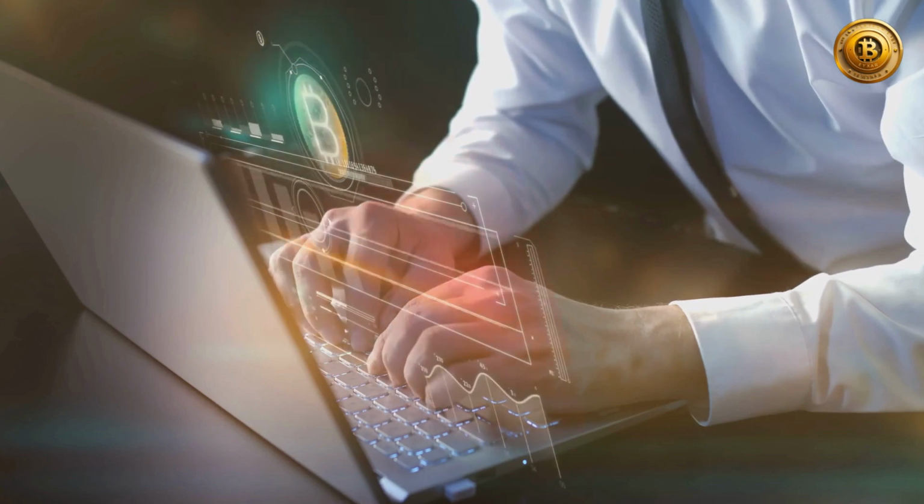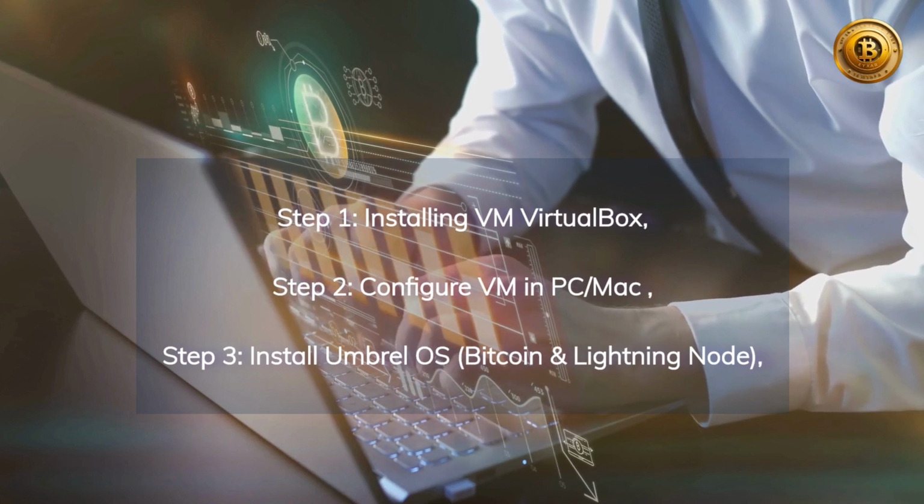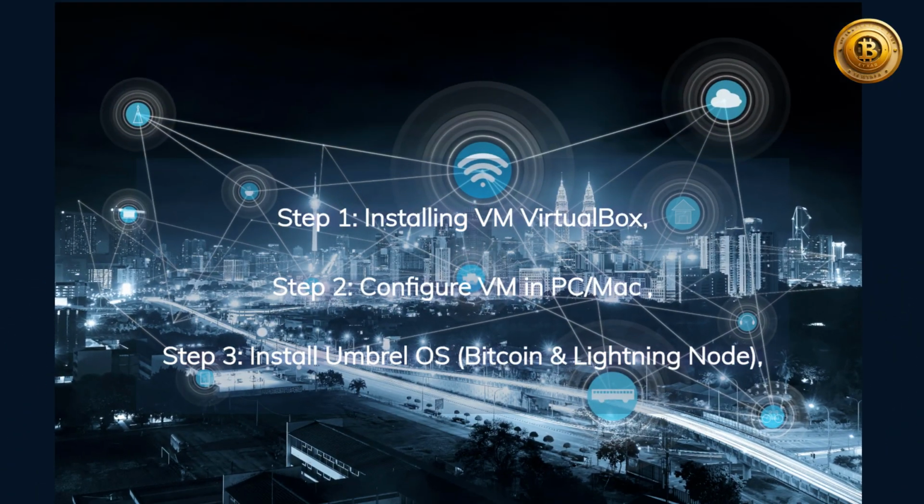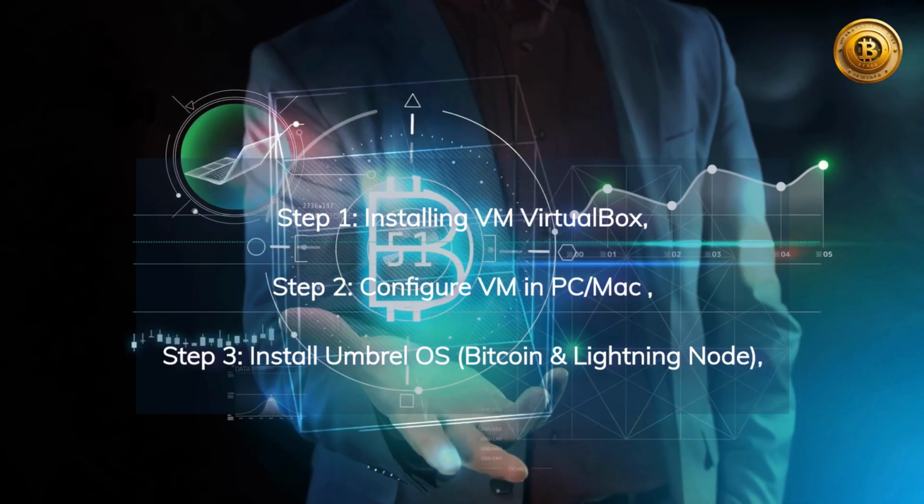Just follow the detailed steps using the posted document together with this video. Step 1. Installing VM VirtualBox. Step 2. Configure VM in PC, Mac. Step 3. Install Umbrel OS, Bitcoin and Lightning node.